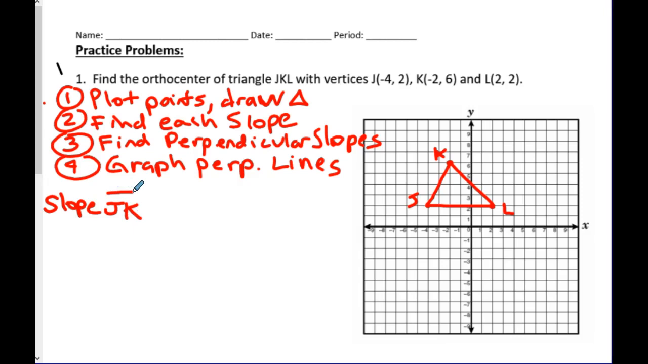Now, do y'all remember what slope is? Slope is what over what? Rise over run, okay? Now, for JK, all I have to do is count the rise and count the run. So y'all tell me, from J up to K, how much does it rise, how much does it run? 4 over 2. But we want to reduce that. What does 4 over 2 reduce to? 2 over 1. Now, so that's step 1. Get the slope. Now, step 2.